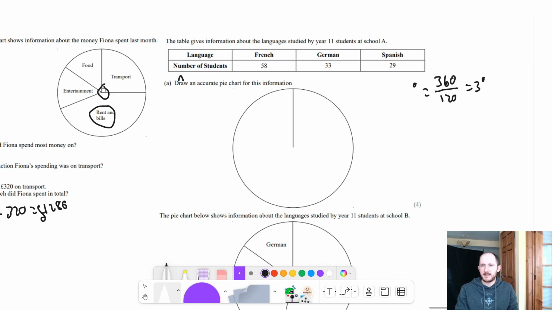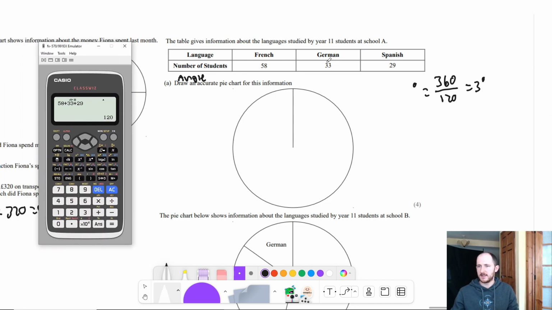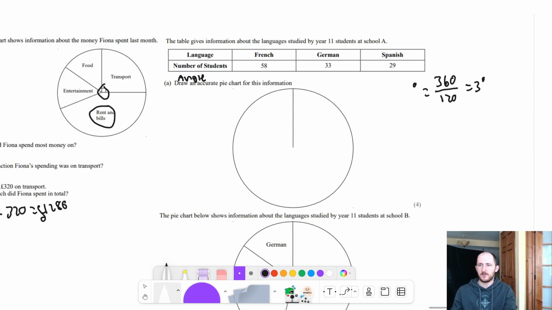I will then add another row or column, depending on how it's laid out, called angle, where all I'm going to do is times each of these numbers by the angle each person gets. So 58 times 3 gives me 174.